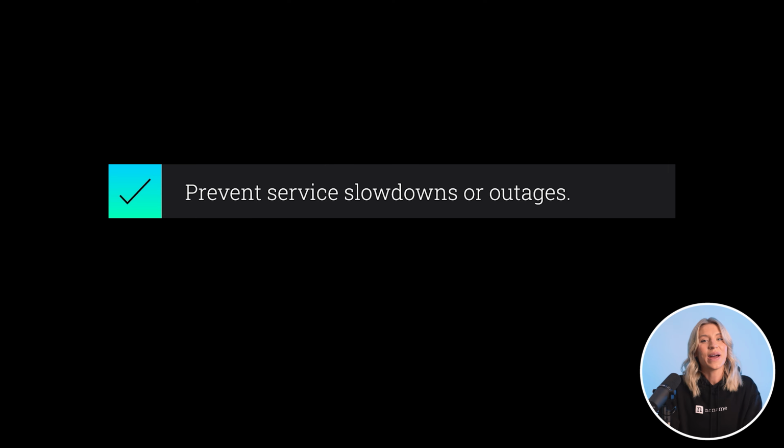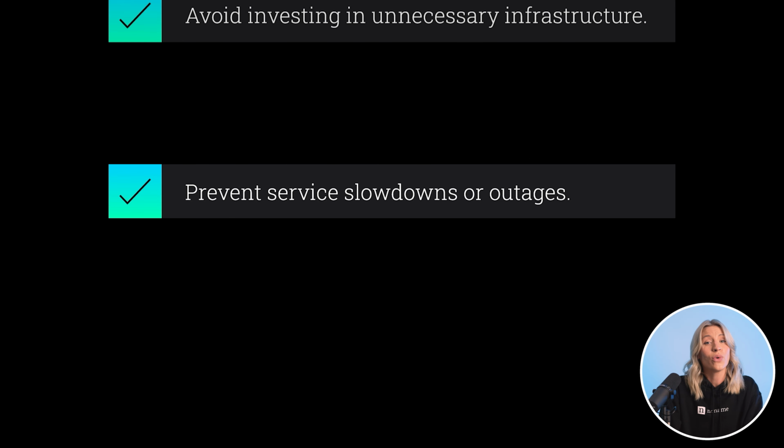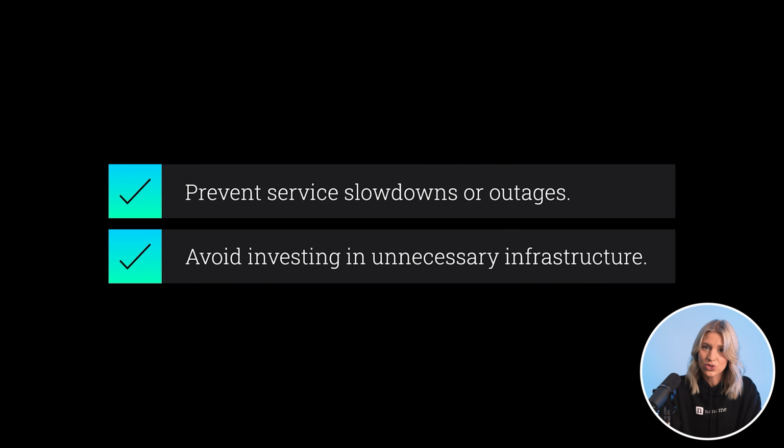It's also important to note that rate limiting serves multiple purposes. First and foremost, it ensures reliable access to digital resources while meeting service quality expectations. By implementing rate limiting, system owners can prevent resources from becoming overwhelmed by an excessive number of requests, which could lead to service slowdowns or outages. This practice also helps system owners avoid investing in unnecessary infrastructure.